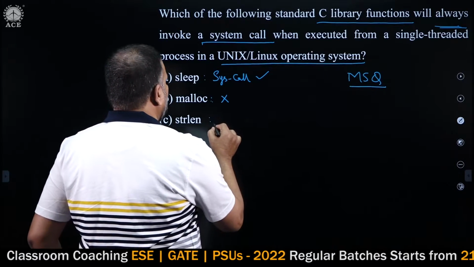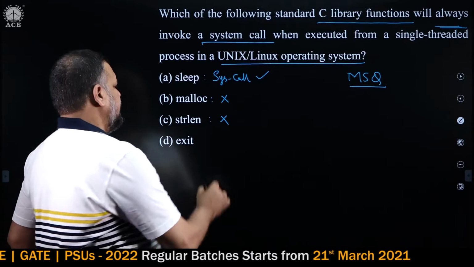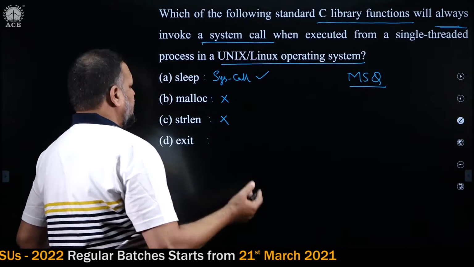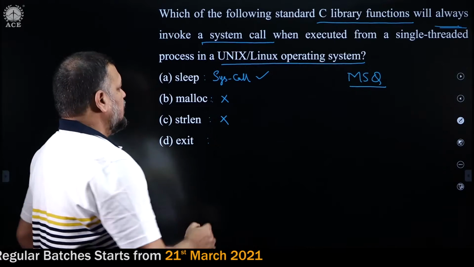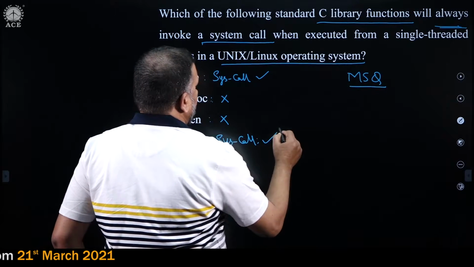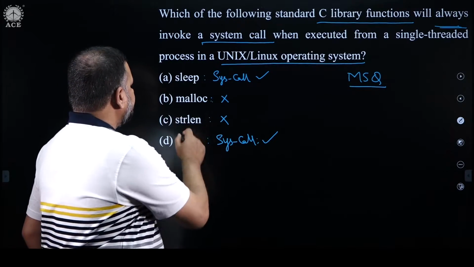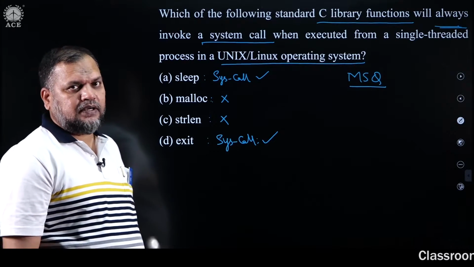String length is a normal user level defined function, therefore, this also will not generate a system call. Exit, for terminating the program, has to be done through operating system support. So, this will also be associated with a system call. So, therefore, the correct answer is sleep and exit, sleep and exit.